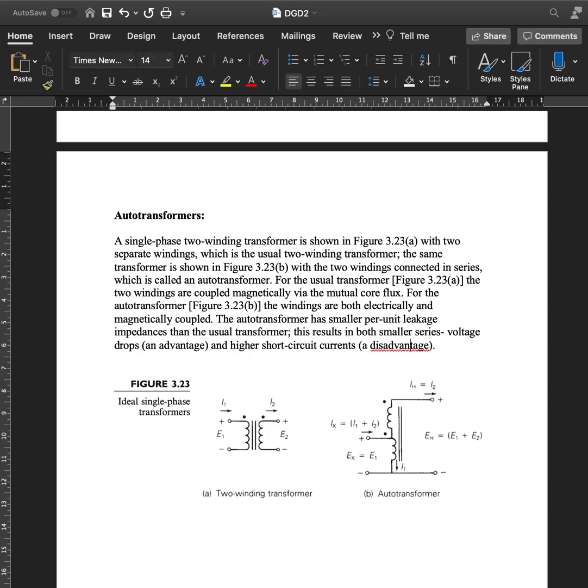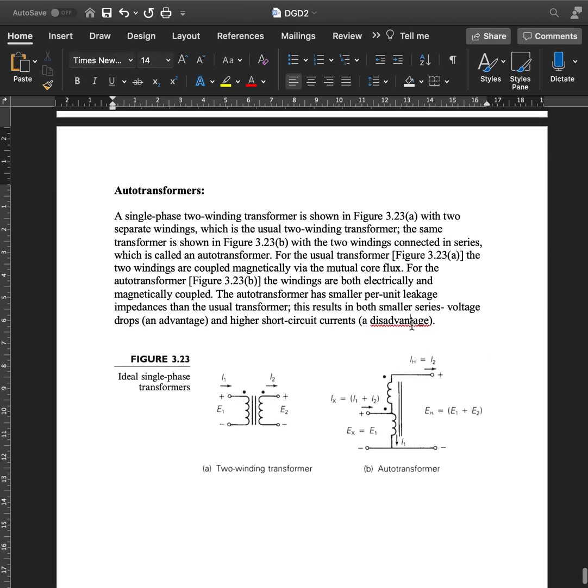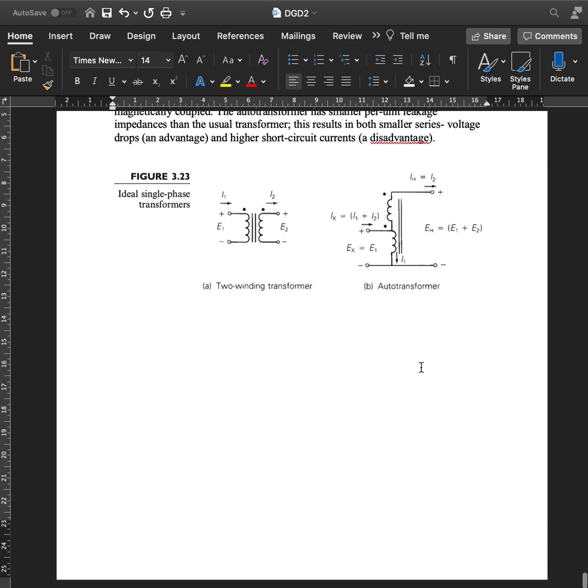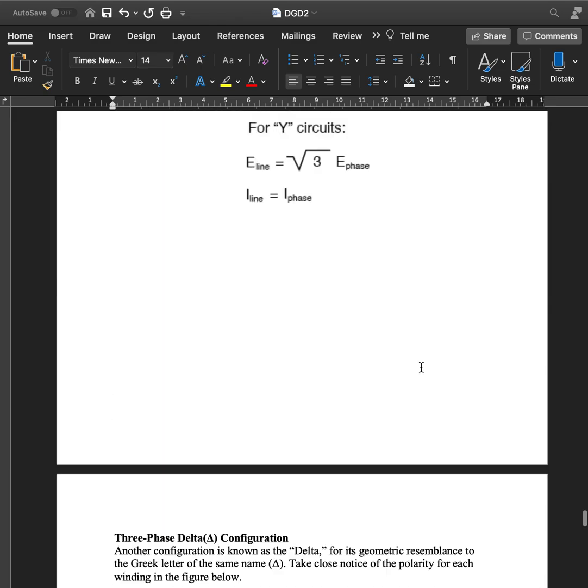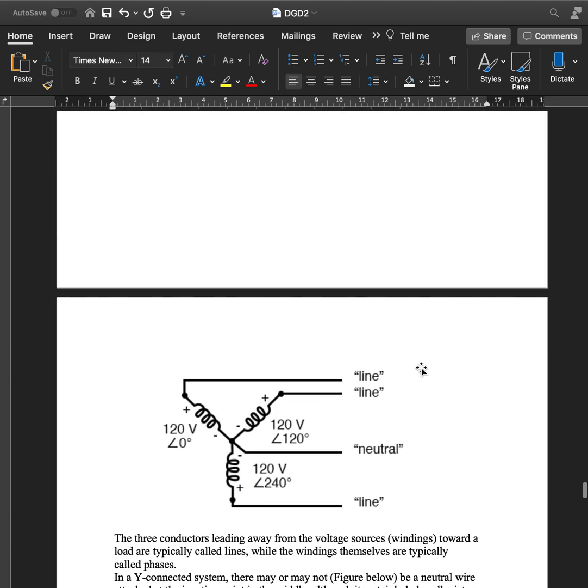And I think that's it for the DGD. I'll probably post another one. This is just a basic run-through of how the transformer is and what everything is.